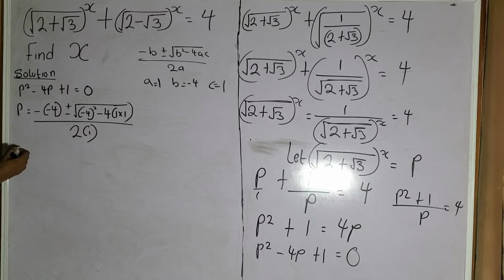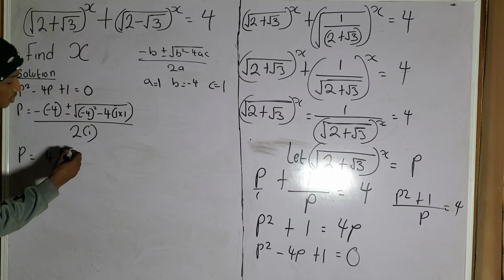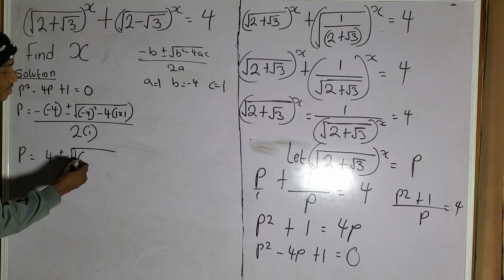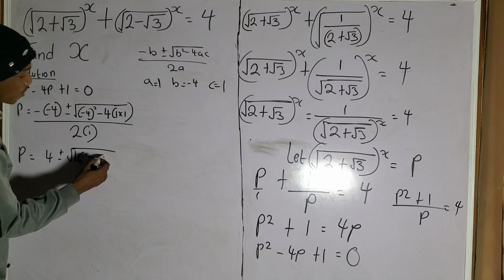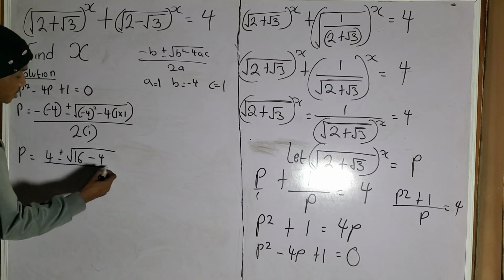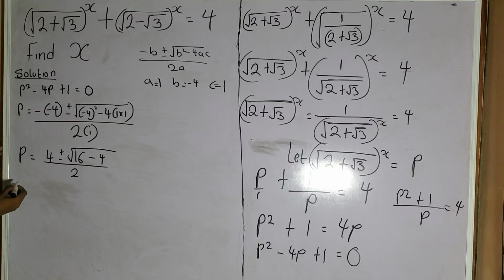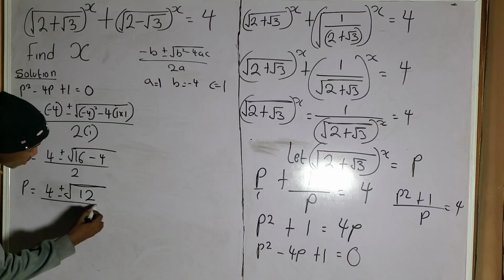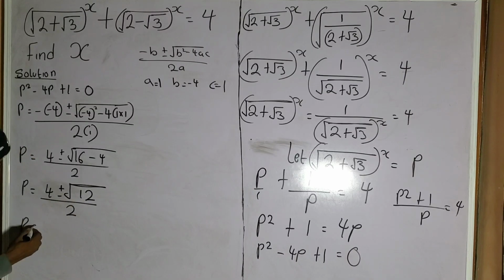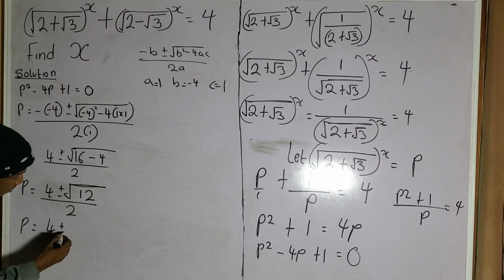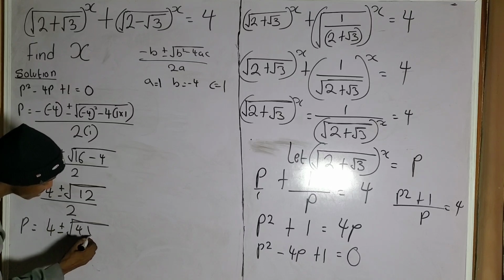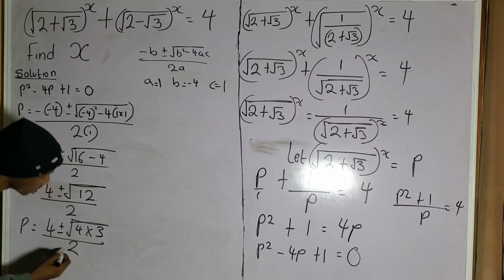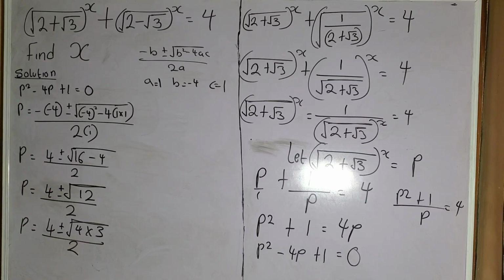Okay? Now let's go. For this, I'm going to have p equals 4 plus or minus square root of 16 minus 4, all over 2. I'm going to have p equals 4 plus or minus square root of 12, right? This all over 2, right? p is equal to 4 plus or minus square root of 4 times 3, and this all over 2, because 4 times 3 is what? 12. Are you getting it?